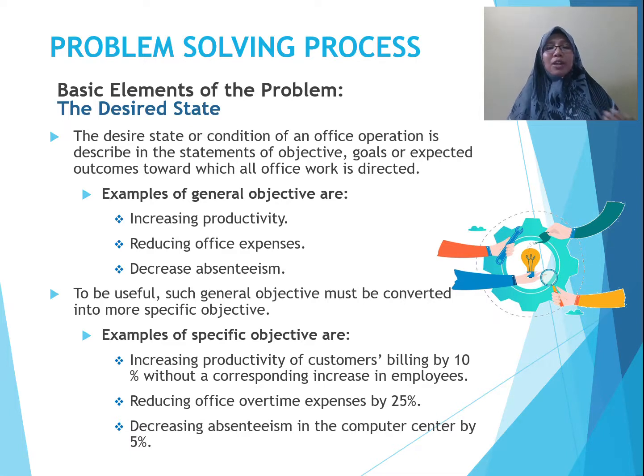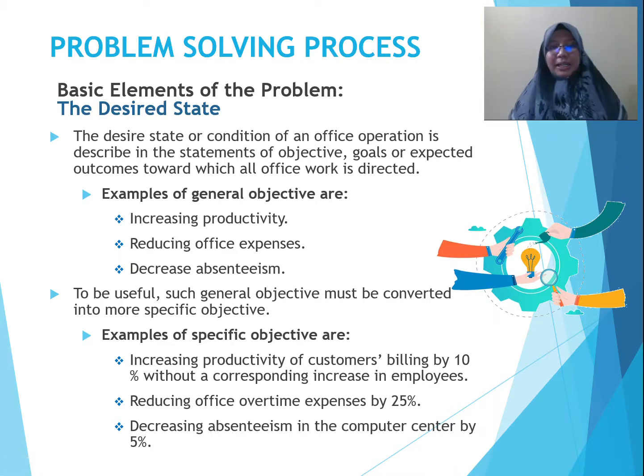Okay, in order to be useful, such general objectives must be converted into more specific objectives. For the first one, you are going to increase productivity. How are you going to increase productivity? Number 2, reduce office expenses. How are you going to reduce the office expenses? It's not specific, it's just a general one. And the third one is decrease absenteeism. How are you going to make sure that your employees come to work? So these are examples of the specific objective.